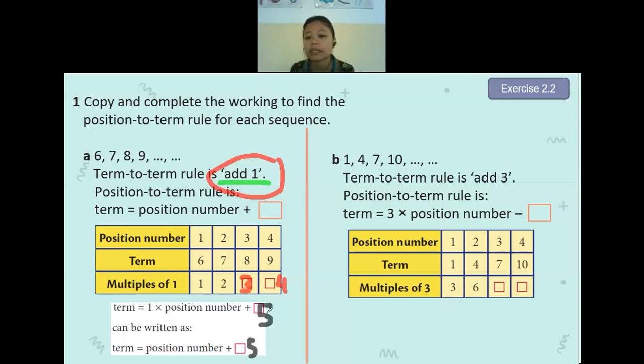And all the differences are constant, which is equal to 5, so we can directly write it as 1 times position number plus 5. The 5 we got from the difference between the multiples and the terms, and the number 1 here we got from the term to term rule, because the term to term rule is 1, that's why the term becomes 1 times position number.